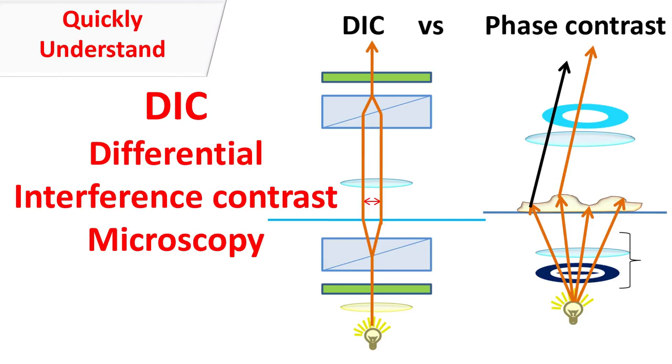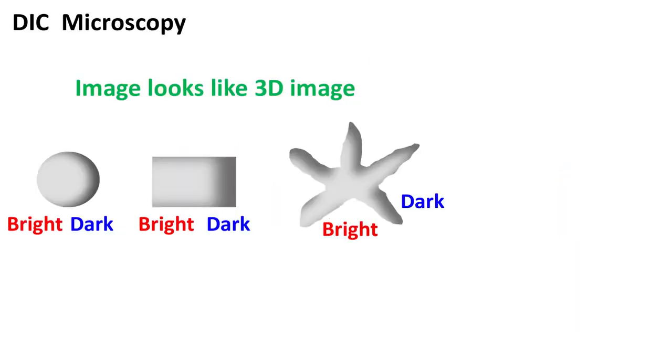Hey guys, quick biochemistry basics here. Let's talk about differential interference contrast, or DIC, microscope. DIC microscope is a microscopy technique that gives you 3D images of the specimen.